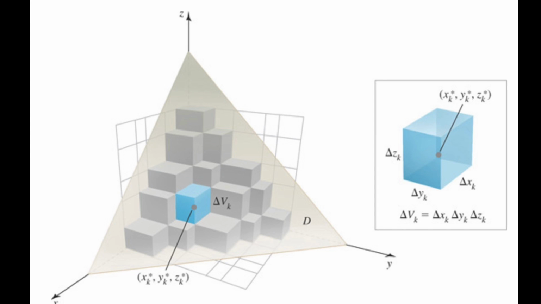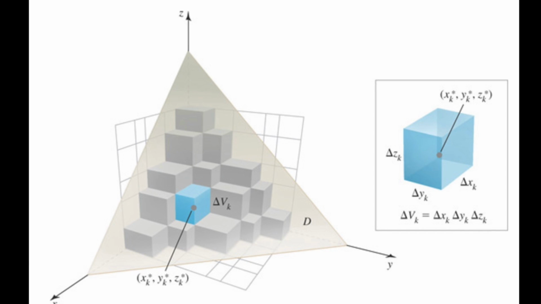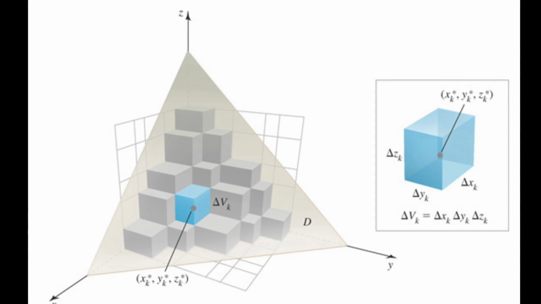As we learned with Riemann sums, if we take the limit of the sum of an infinite amount of rectangular prisms, we actually get the volume under a surface z equals f of x and y. Similarly, if we take the limit of the sum of an infinite amount of cubes, we actually get the volume of the region D, or the mass of the solid with the density function delta of x, y, and z.